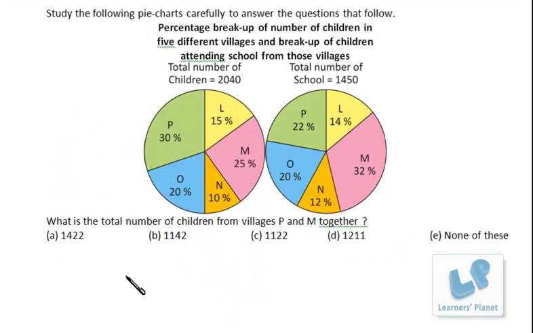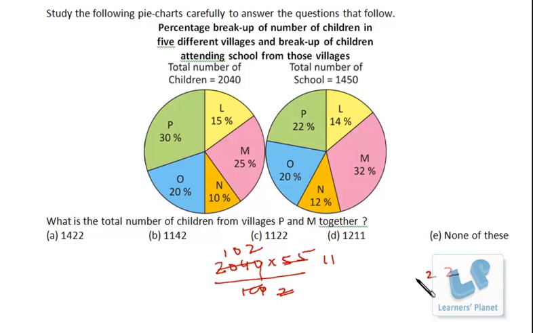Now, what is the total number of children from villages P and M together? P and M, that is 30 plus 25, that is 55% of 2040. So it's a simple multiplication and division problem. Now 102 into 11, we know how to multiply any number by 11. It's 1122. So this is the correct choice, right?